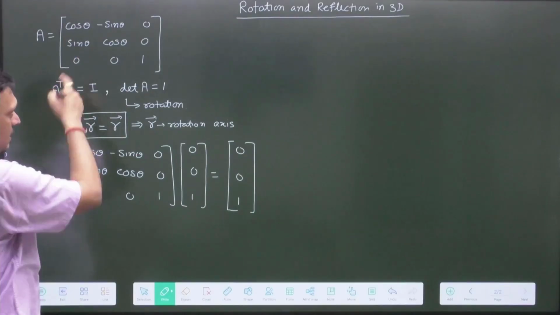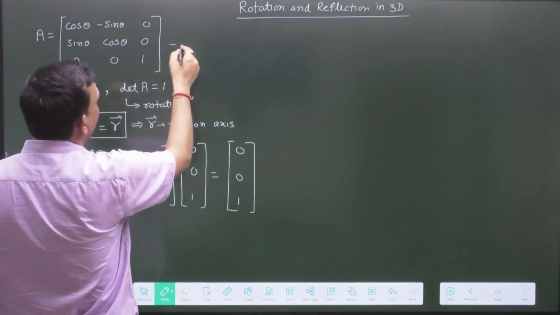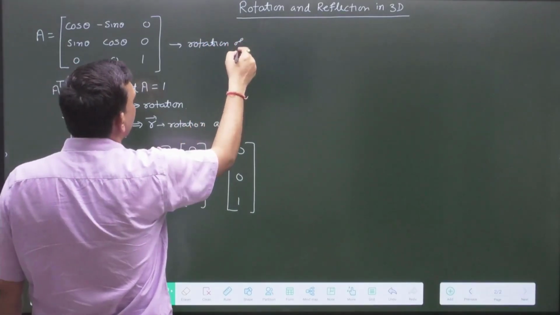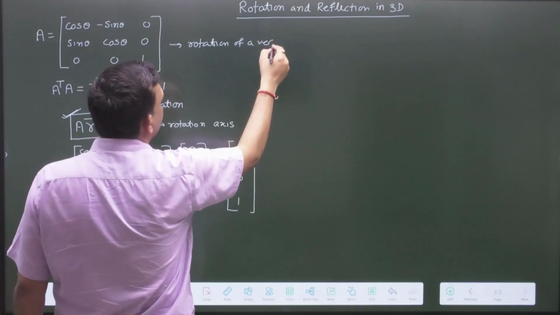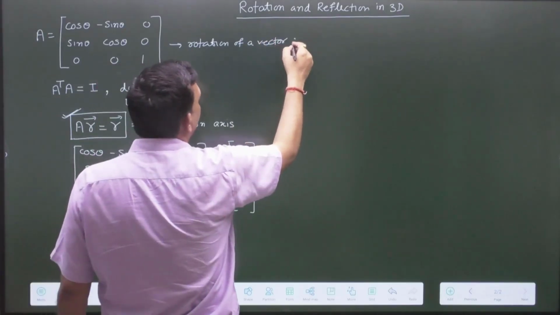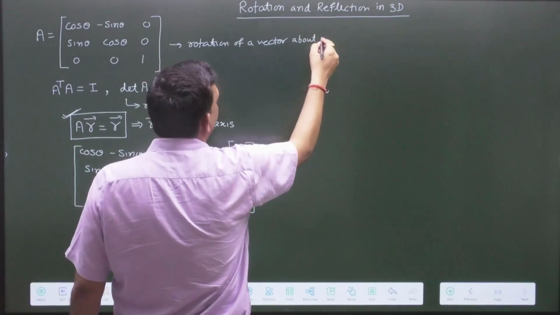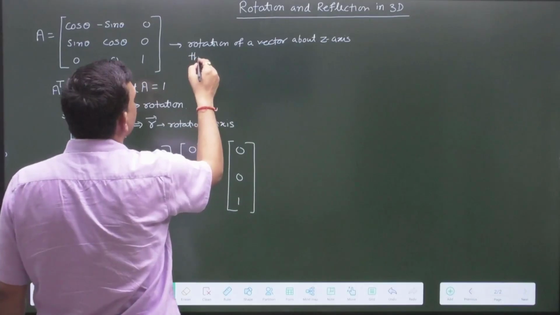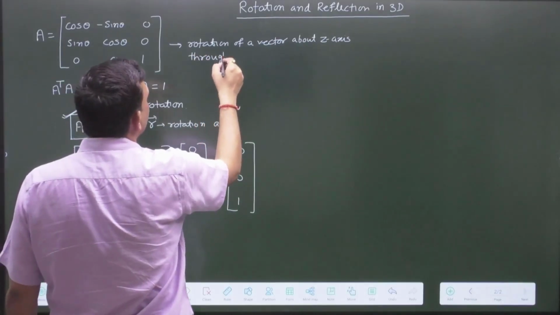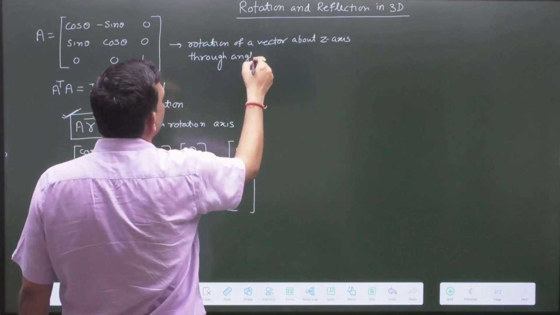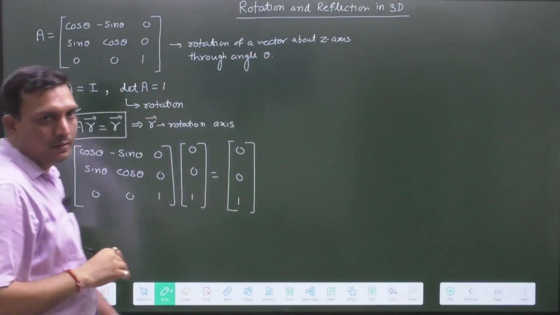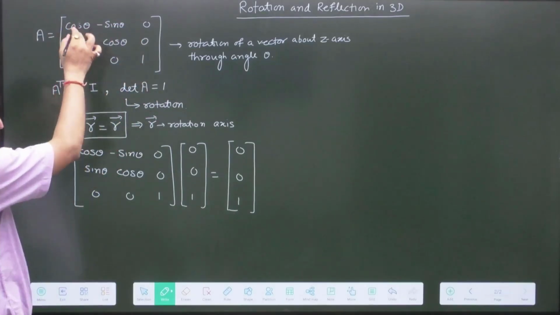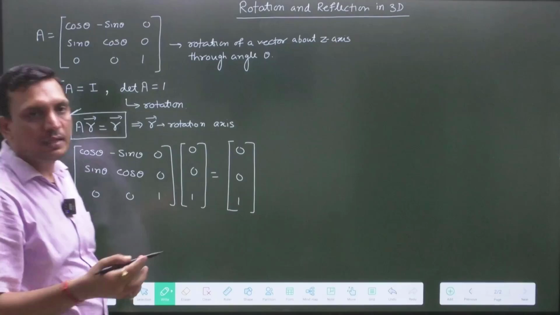So it means this corresponds to a rotation of a vector about the z axis through angle theta. This is the standard form. So again, from the given matrix, you have to compare with this, see what cos theta and sine theta are, and then you will get the angle theta.